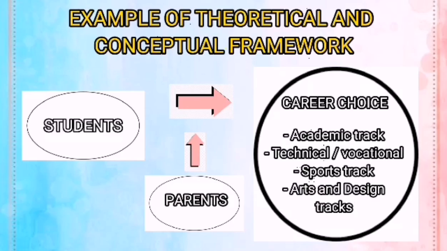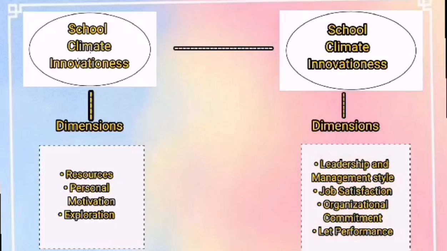This table shows the conceptual framework of the study. The students have to choose what career they want to pursue after taking their junior high school with respect to academic track, technical or vocational, sports track, arts and design tracks. However, parental intervention in students' career choices is considered as a factor that may affect the future career of the children. This study's conceptual framework was based on the ideas posted by Haynes.